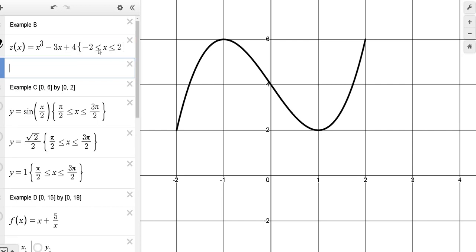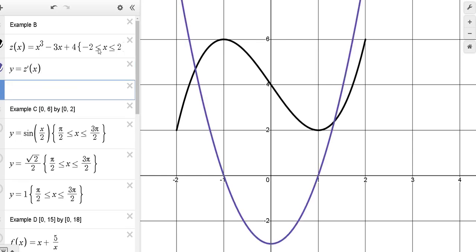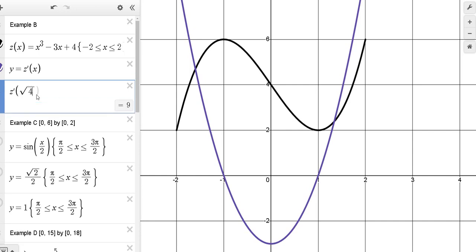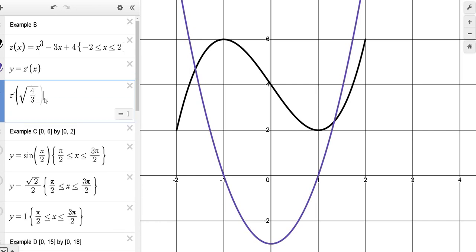Let's demonstrate that. One of the cool things about Desmos is you can graph, say, the derivative, y equals z prime of x. What I want to know is what's the slope of the tangent line at those points. So I can ask Desmos to calculate z prime of the square root of 4 over 3. Oh, and it exactly equals 1. No surprise there. If I put in a negative, it's still going to equal 1. So at both points, the slope of the tangent line is exactly what we said it would be.